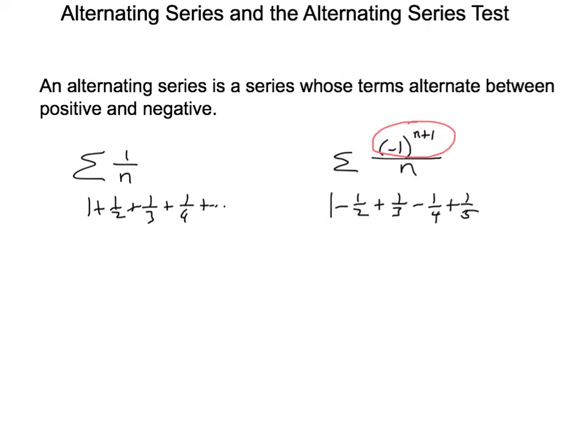Before I get into the alternating series test, I did want to point out a few different ways that things can be made alternating. I suppose I call these alternating factors.